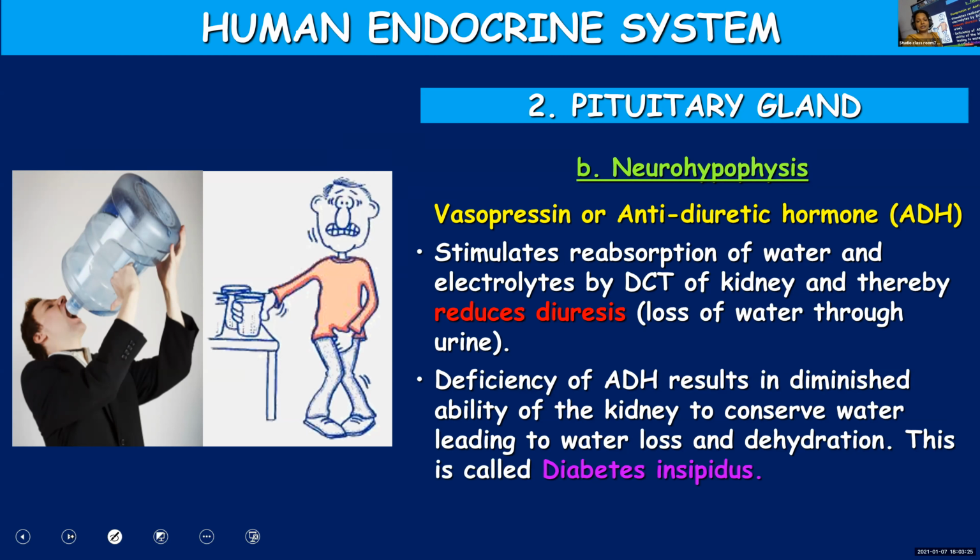But when this particular hormone is lacking in your body, water reabsorption cannot take place effectively, and it will lead to reduced or diminished capacity of the kidney to reabsorb. So when reabsorption is not taking place, plenty of water will be lost through urine, and that can lead to dehydration. And such a situation can lead to a disorder known as diabetes insipidus.